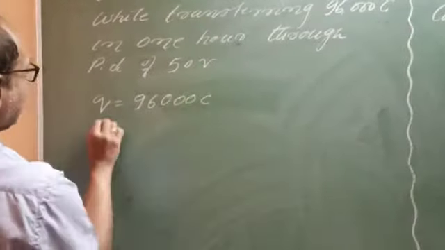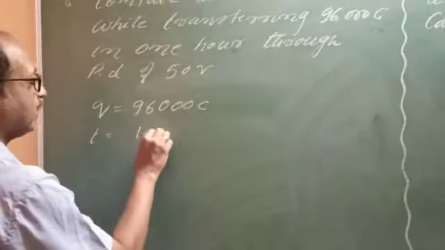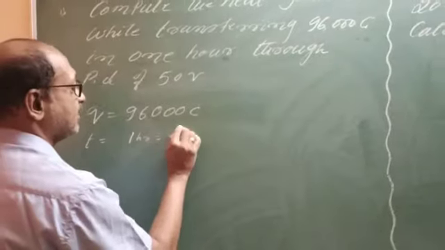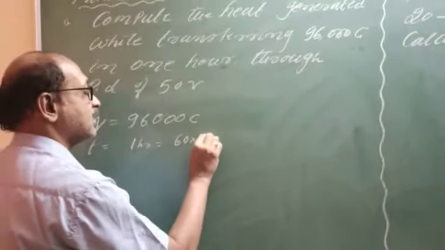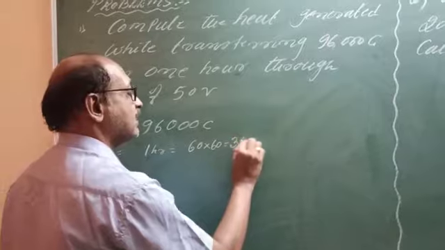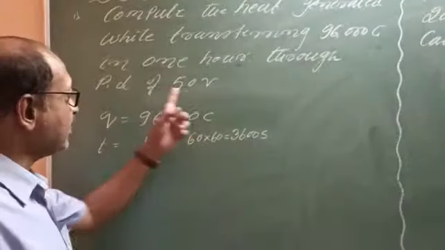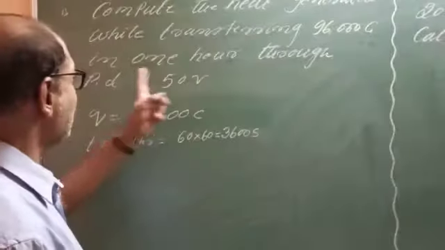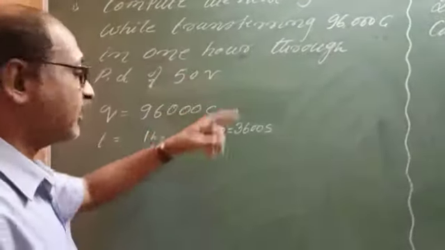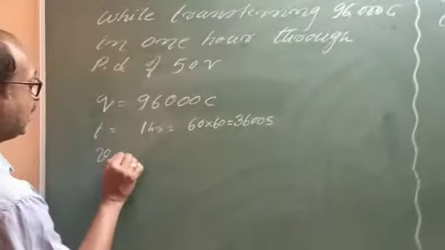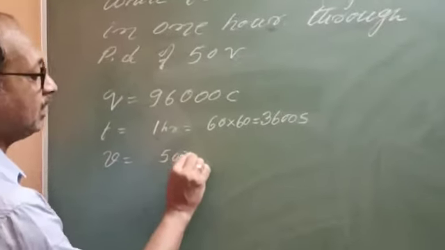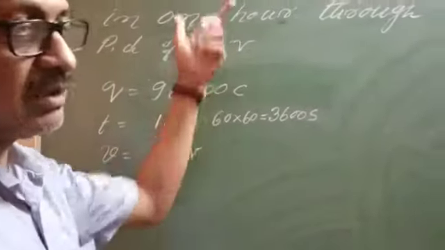In 1 hour, the time is taken. 1 hour we can convert into seconds. That is equal to 60 into 60, that is equal to 3,600 seconds. Now, what is the potential difference here? Through a potential difference of 50 volts. Potential difference, that is V, is given. So this is the thing that is given.